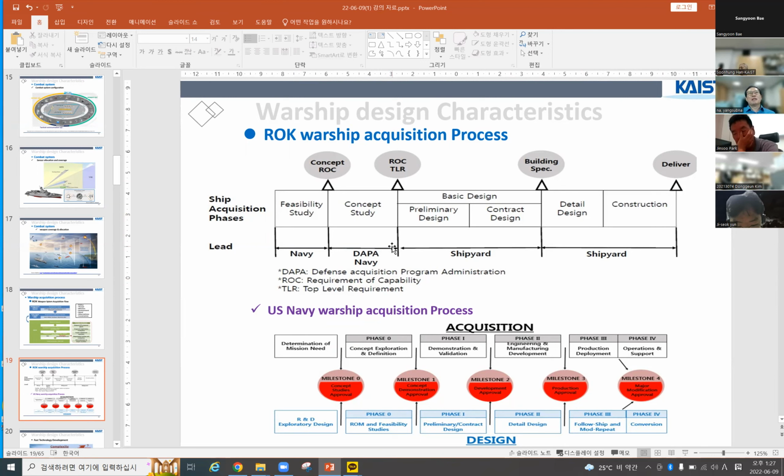Many countries have a similar warship acquisition process, but these days technologies change very quickly and the warfare concept has changed. So this design acquisition process is very squeezed, from about 10 years to 6 or 5 years, they changed that.